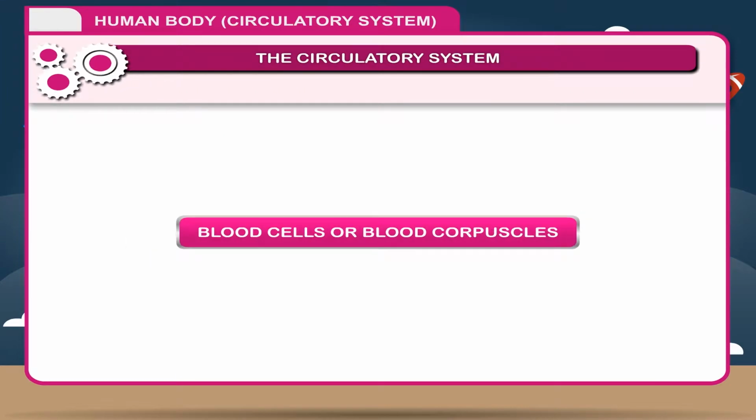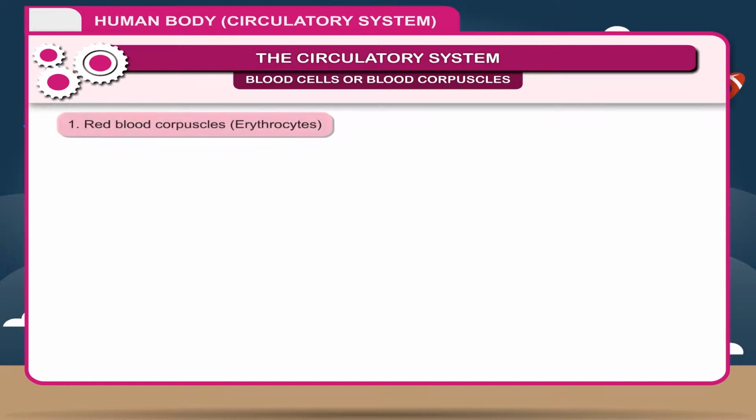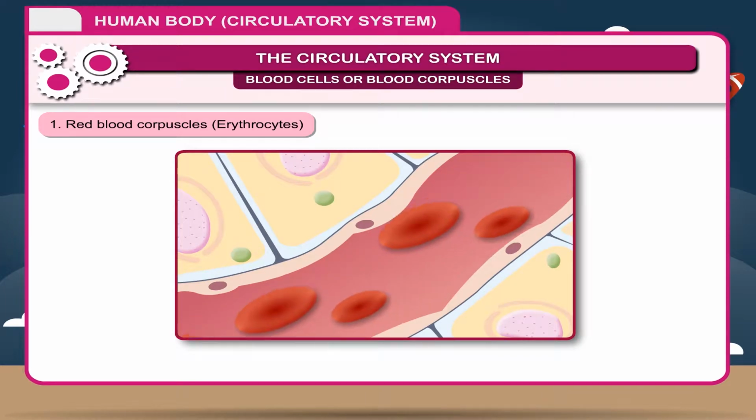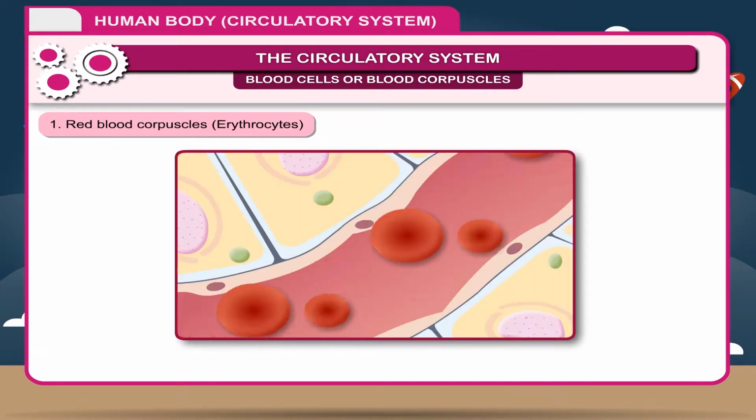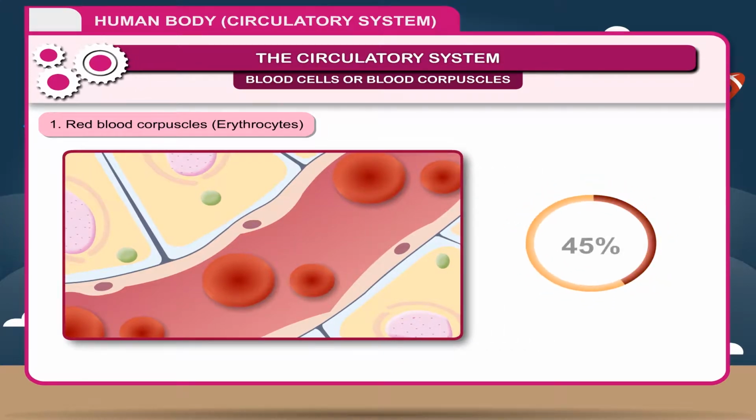Blood cells or blood corpuscles. Blood cells are of 3 kinds. 1. Red blood corpuscles, erythrocytes. Red blood corpuscles, RBCs, are small-sized, biconcave discs which are without nuclei. RBCs make up almost 45% of the blood volume.